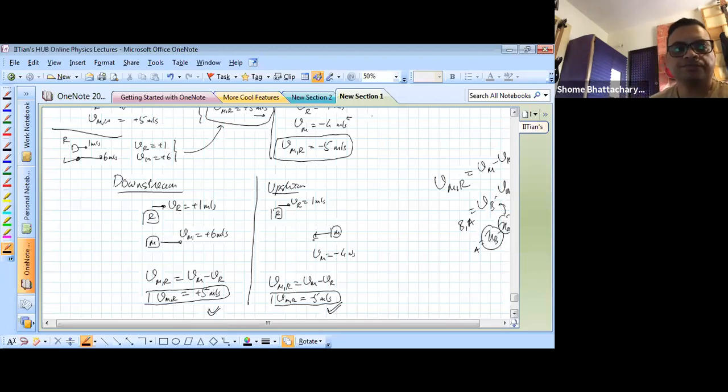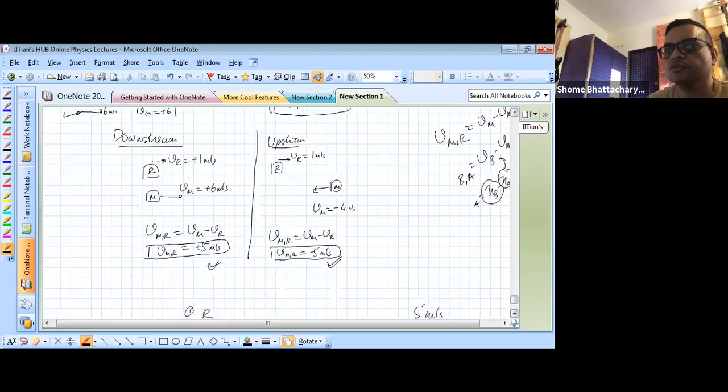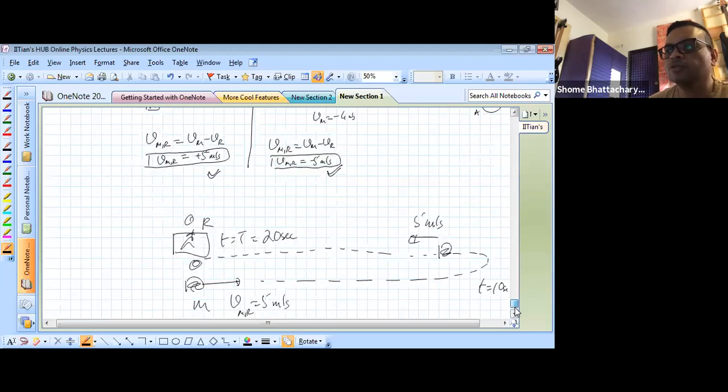Now come to it, with this data, when it is going downstream, how does the velocity look to it? Downstream +5. When it is coming back, how does the velocity look to it? Upstream, 5 meters per second. So now think how the motion is looking. Just imagine you are standing on the raft. How does the motion of the boat look? It goes past you and goes downstream at 5 meters per second for 10 seconds. And then from wherever it's gone downstream, it's coming back to you at 5 meters per second.